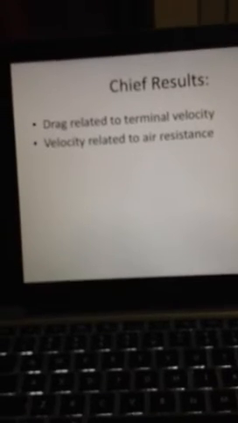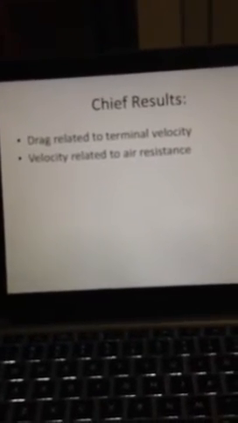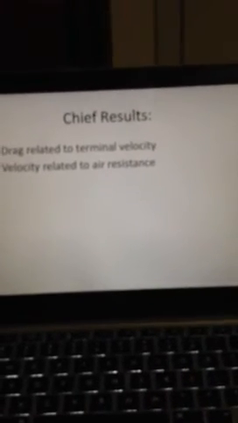So the chief results were that the drag force is opposite to the force of gravity in free fall, causing pushes and pulls to equal 0 and instilling terminal velocity by Newton's second law.